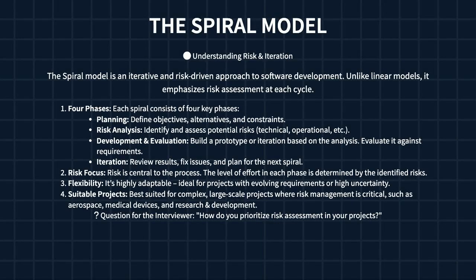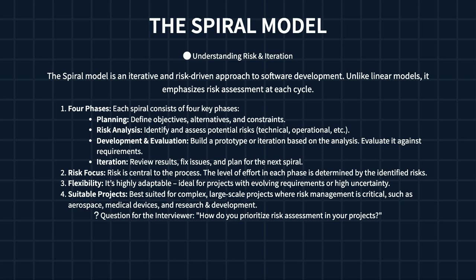Okay, let's talk about the spiral model. It's a really interesting approach to software development that puts risk management front and center. Unlike a simple, step-by-step process, the spiral model cycles through 4 phases: planning, where we define our goals and constraints; risk analysis, where we proactively identify potential problems, anything from technical challenges to things like changes in requirements; development; and evaluation, which is about building a prototype and checking it against what we've planned; and finally, iteration. We review the results, fix any issues, and then start planning for the next cycle.